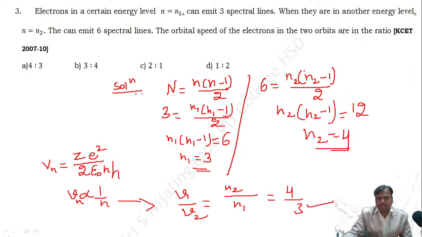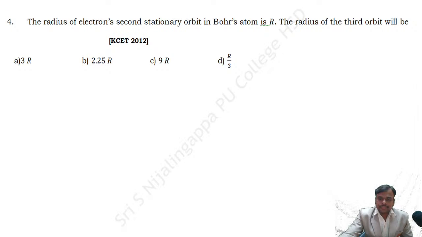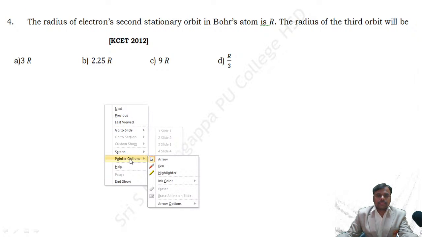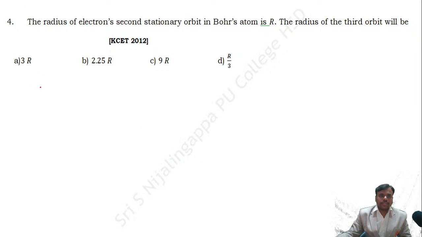When an electron transition takes place from two unknown orbits N1 to N2, then 3 and 6 spectral lines are emitted, then we can easily calculate the ratio of the speeds of the electron in the two orbits. Students, next we will go for the fourth problem, in which read the problem. Read the problem number 4.